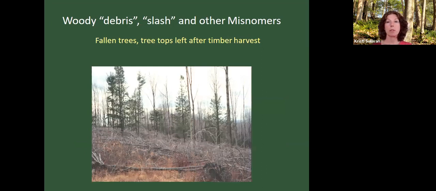We've been doing a lot of research at our forest as well over the years on what's called woody debris. Oftentimes, following a timber harvest, the tops of the trees are left behind, the marketable logs are removed, and what's left behind is often called debris or slash or other misnomers, we call them, because it's all negative terms. And yes, aesthetically, sometimes it's not that pleasing to look at, but over time, it pretty quickly disappears, it rots, and the nutrients go back into the soil.